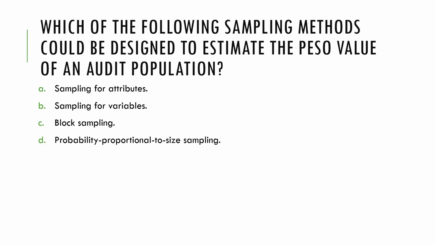Moving forward to the next question, which of the following sampling methods could be designed to estimate the peso value of an audit population? So if it's a peso value, we of course refer to substantive testing. And so for this, it is sampling for variables. So bravo is the answer.